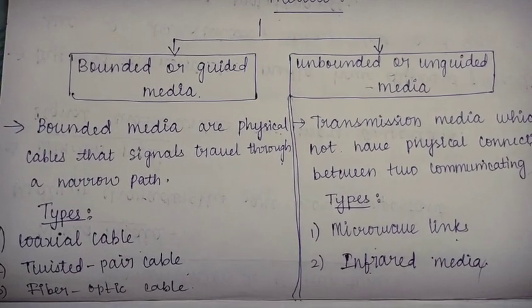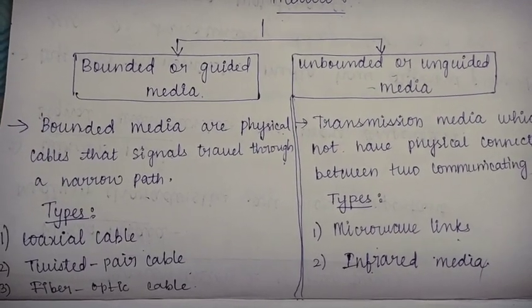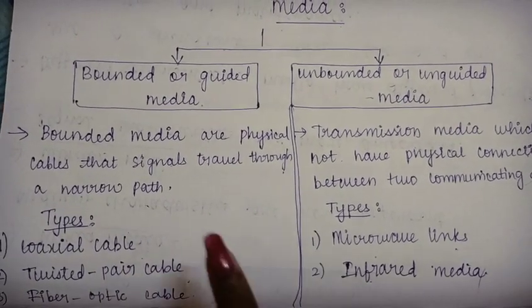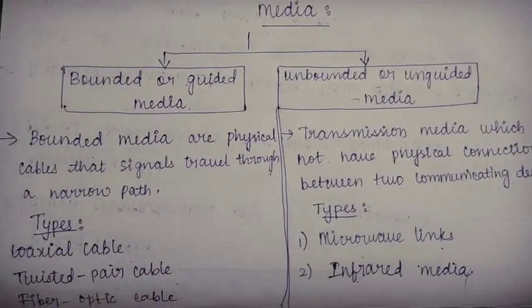Okay, what are its types? Coaxial cable, twisted pair cable, and fiber optic cable. I'll explain these three in detail in the next coming videos. Okay, you don't have to worry.